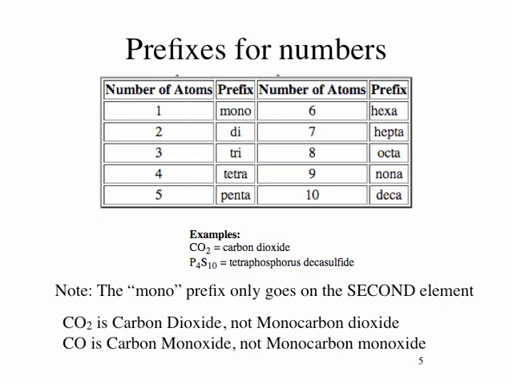However, carbon and oxygen can form another compound, that is carbon monoxide, CO. That's 1 carbon, 1 oxygen. So this goes by the name carbon monoxide. It's not monocarbon monoxide. That mono prefix only gets applied to the second element.